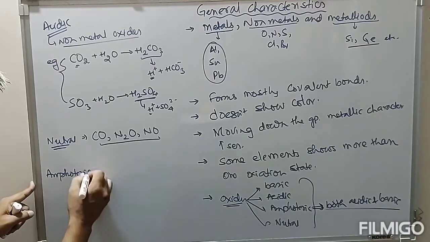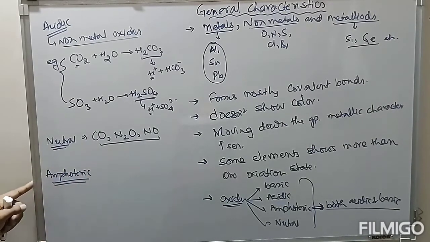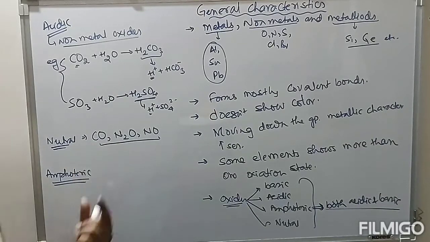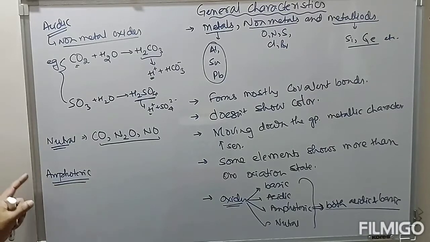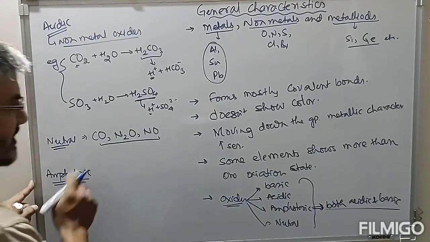Amphoteric oxide. The metal oxides of the p block. The p block contains a number of metals. So the metal oxides of the p block show both acidic as well as basic properties.